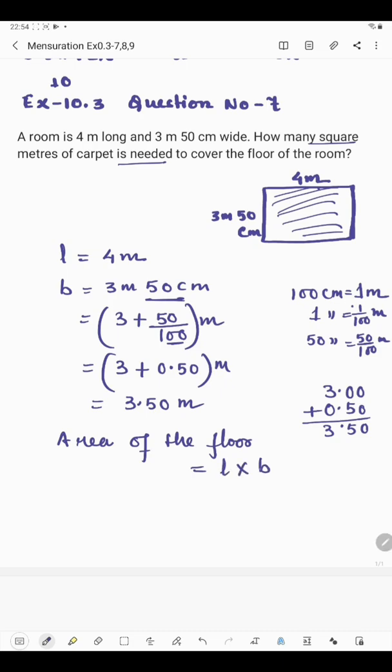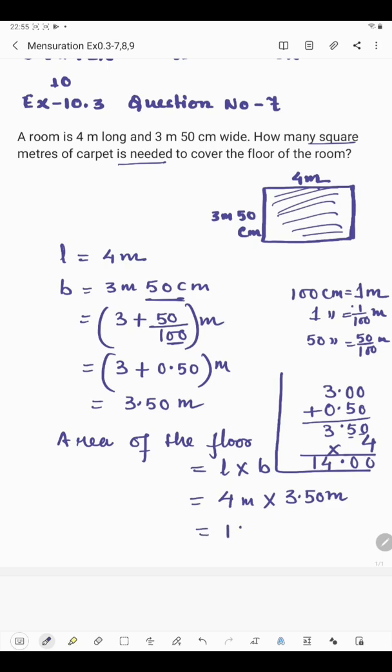Which is length into breadth. So length is 4 meter and breadth is 3.50 meter. Now we will multiply these two. So 3.50 multiplied by 4. So 4 zeros are 0, 4 5s are 20, 0 and 2 carry, 3 4s are 12, 12 plus 2 is 14. Now after 2 digits we have the decimal, so here also we'll keep 2 digits and then we will put the decimal. So it's 14.00, which can be written as 14 only, and meter into meter is meter square. So area of the floor is 14 meter square.